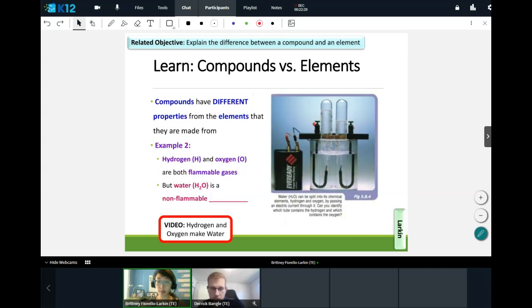So another example here, let's go ahead and talk about hydrogen and oxygen. Hydrogen and oxygen are both gases and they are both flammable. Think about, for example, when you light a candle, if you put the lid onto the candle, what happens to the flame? Tell me in the chat. Yeah, it goes out, right?